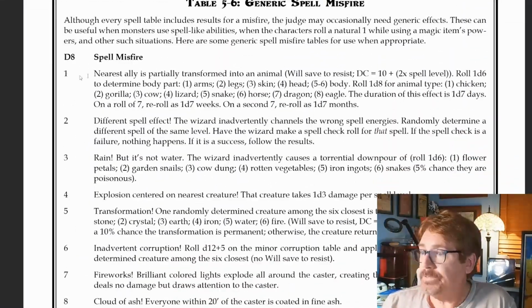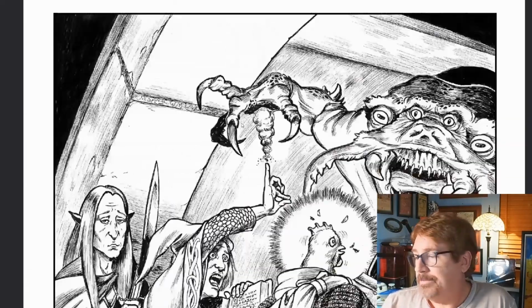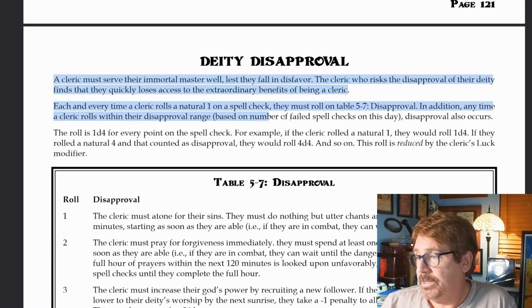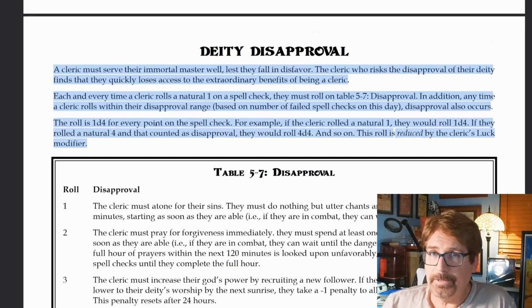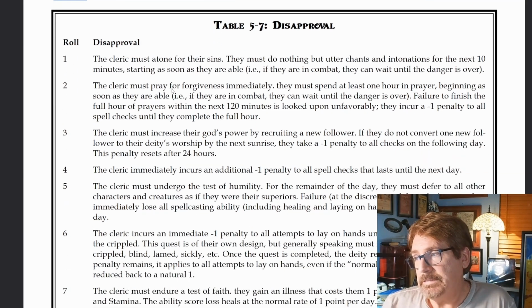Generic spell misfires. So if your spell does misfire, you've got a chart for that too. I'm not a big fan of charts. I don't mind a few charts, but you've got too many charts in the game. It slows the game down immensely, trying to find the chart and trying to use the chart.